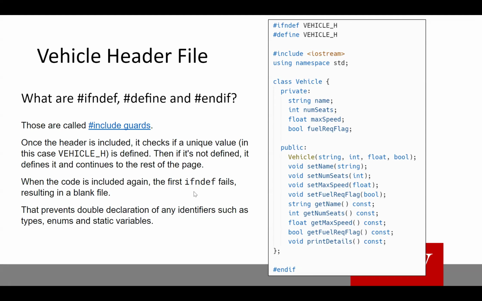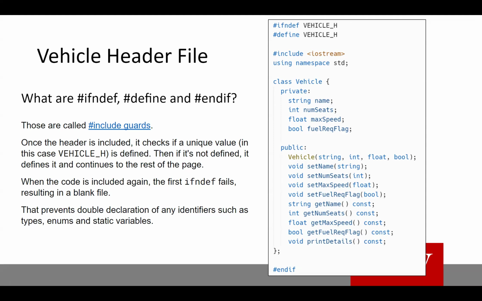It's there to help us ensure that the code compiles successfully, even if you are importing a class multiple times. This is basically to prevent double declarations of any identifier, such as types. So a class is a type here. We are defining a type and I'm preventing duplication. The same applies to enums, enumerators, and static variables. Any duplication, we are preventing through these include guards.